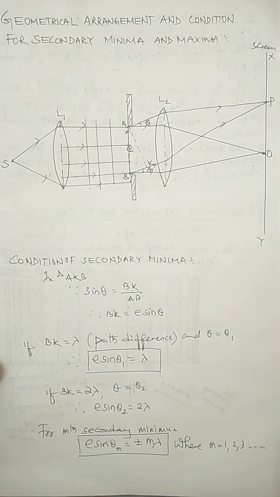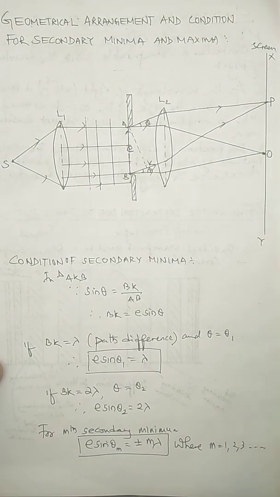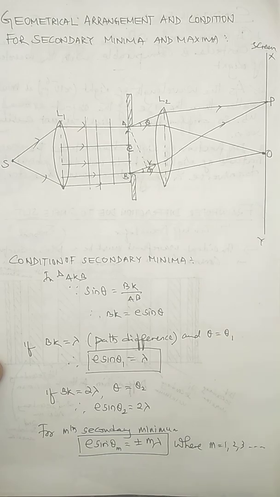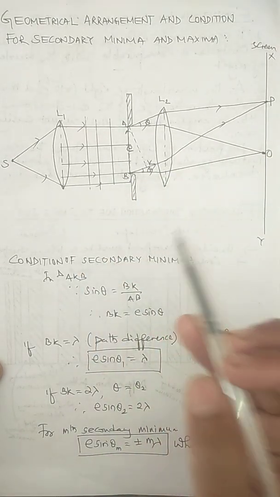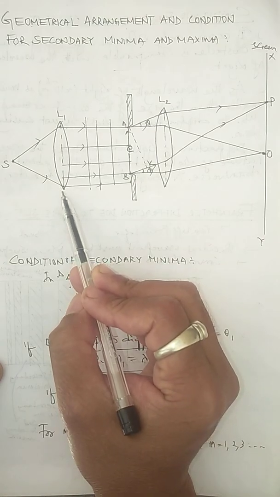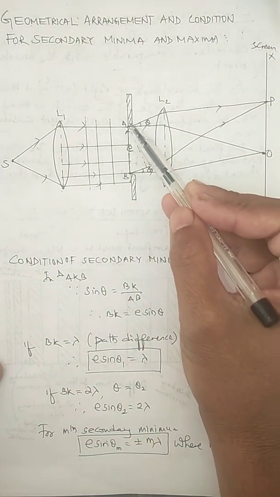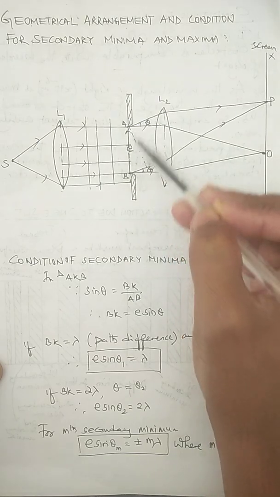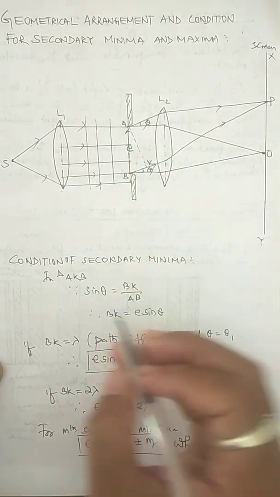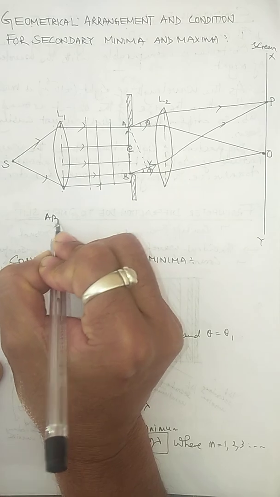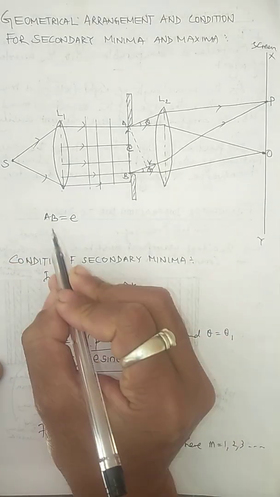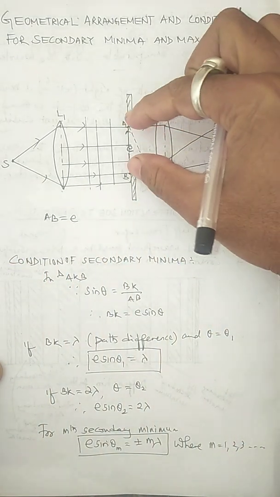Now as I said already, Fraunhofer took two convex lenses. So in this arrangement also you can see there are two convex lenses. One is convex lens L1, another is L2. And there is a slit AB. So AB is the single slit whose width is e. So AB equals e. This is the width of the slit.